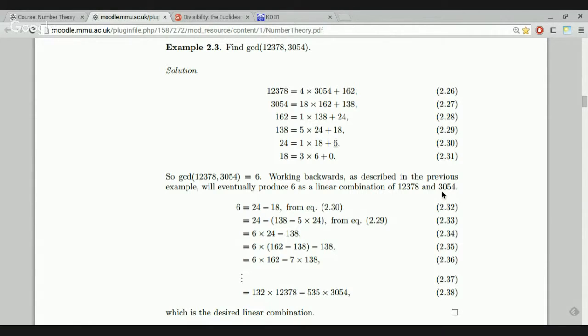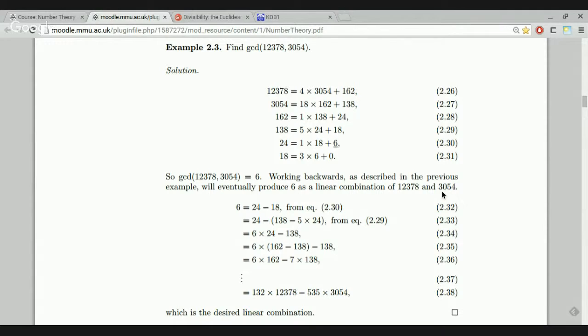So you can see, 12,378 and 3,054. We do the integer division. We get a smaller number, a remainder. It's going to be smaller because it's smaller than the 3,054. It's the small positive remainder that's left behind. Then you just do the next division. So now we're dealing with the pair 3,054 and 162. Do the integer division, small remainder 138. This is now the pair 162, 138, remainder 24. 138, 24, remainder 18. 24 is 1 times 18 plus 6.